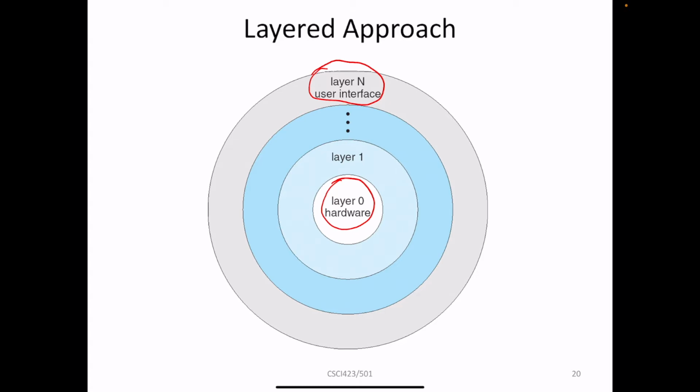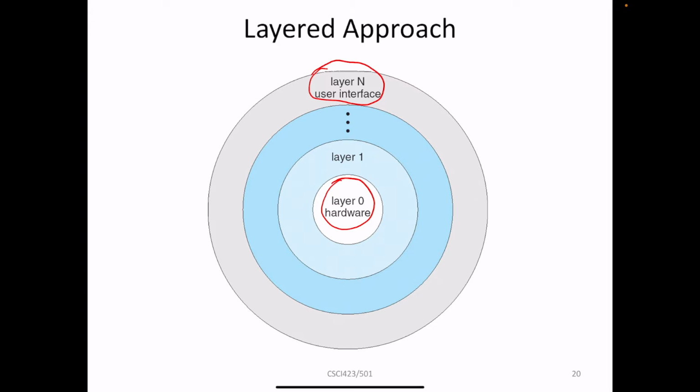Unfortunately, this is just the ideal case. So besides the hardware layer and the user interface layer, which are pretty clear, other layers actually are very difficult to be identified and well defined. So I can give you an example.